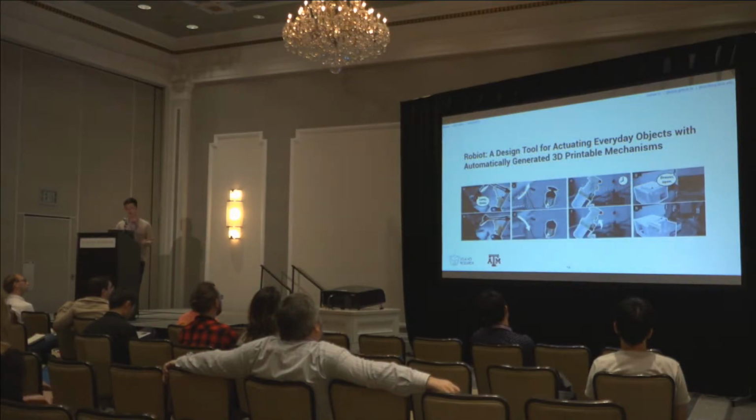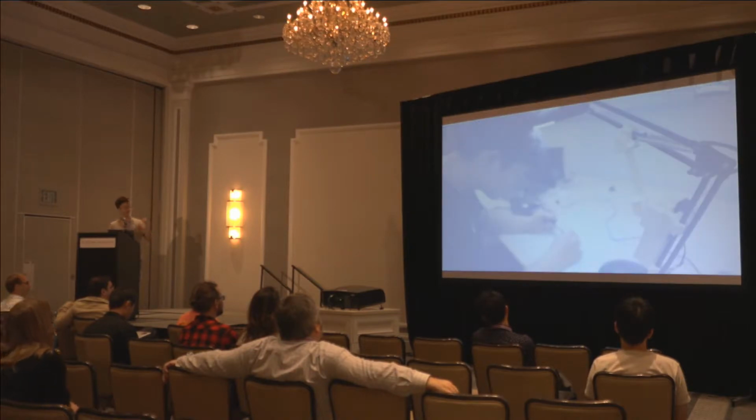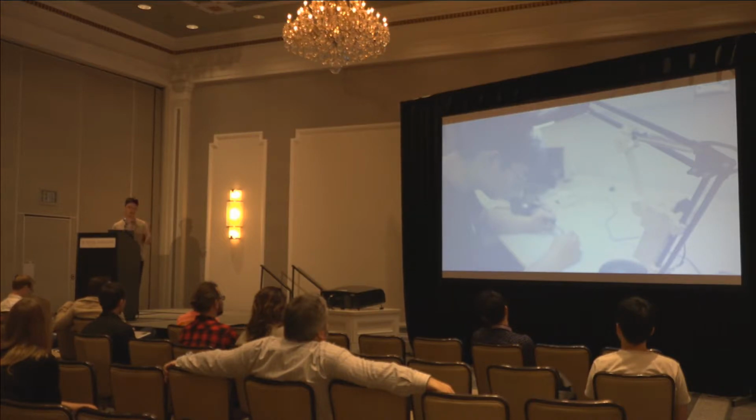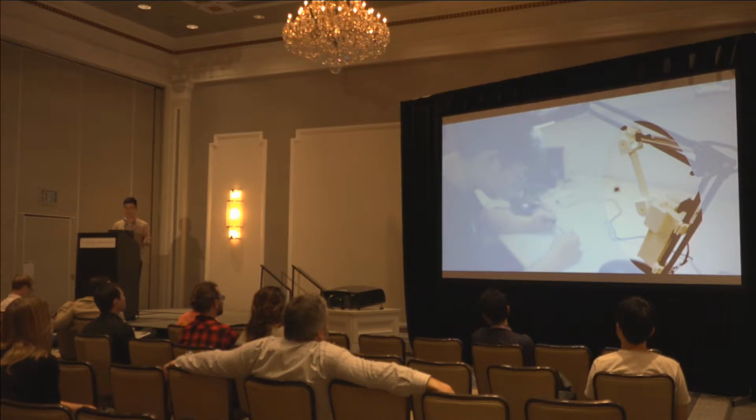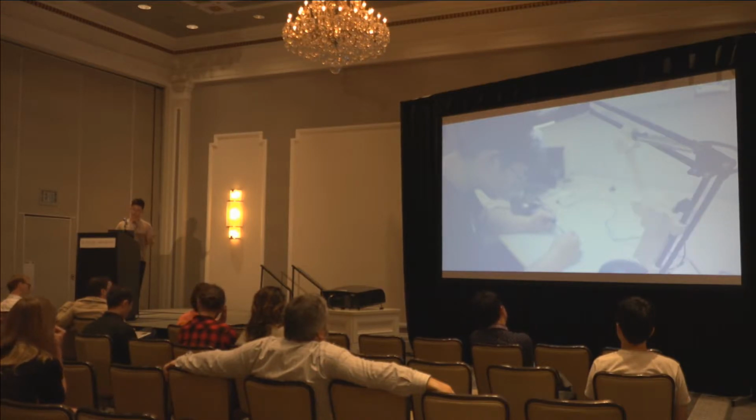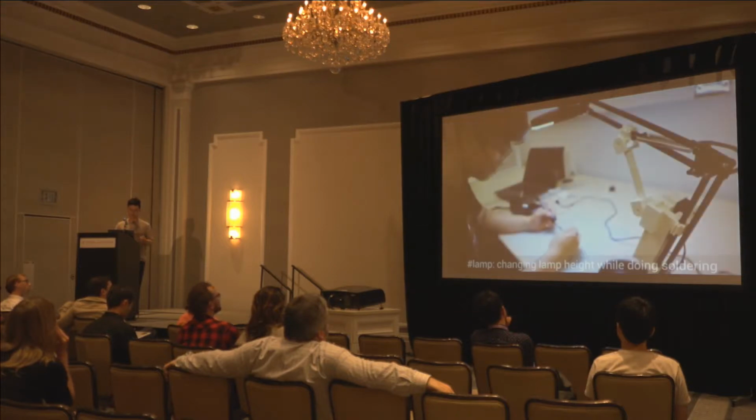Therefore, we introduced Robiot, a design tool for actuating everyday objects with automatically generated 3D printable mechanisms. Let's go back to the example in the beginning. With Robiot, a novice user can design and fabricate some mechanical mechanisms like the white parts in the video, and they can remotely control the angle of the lamp by only saying down. Down.